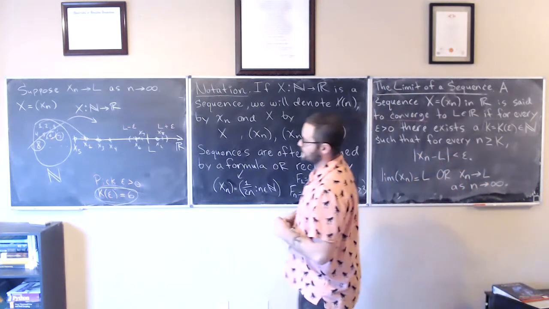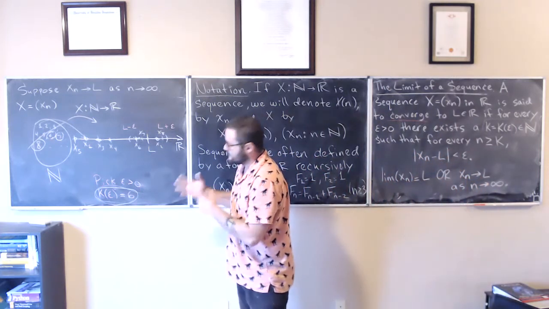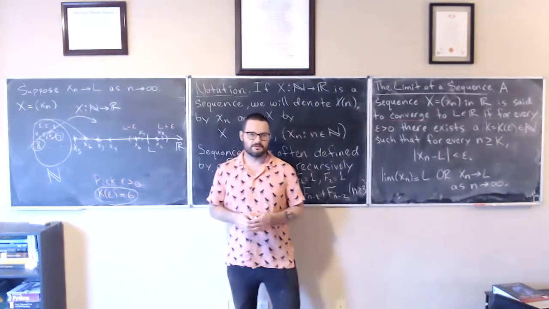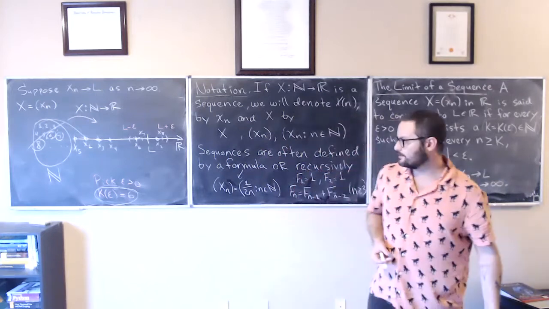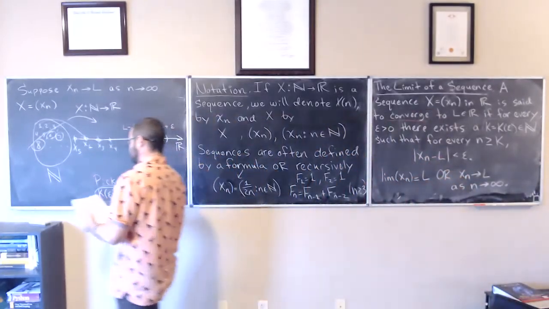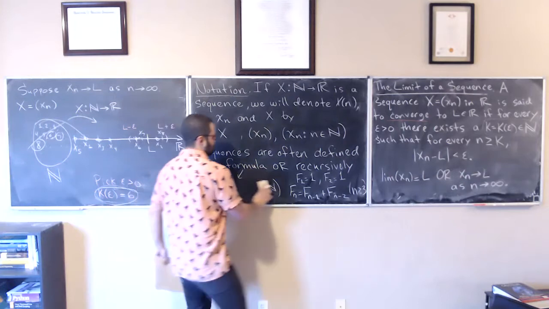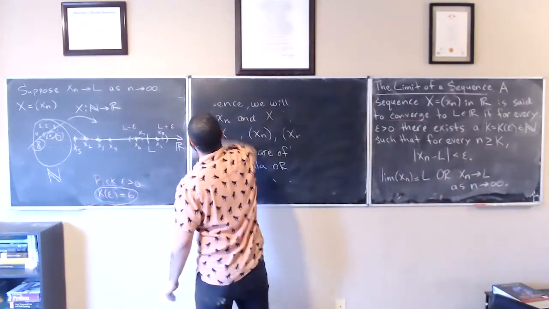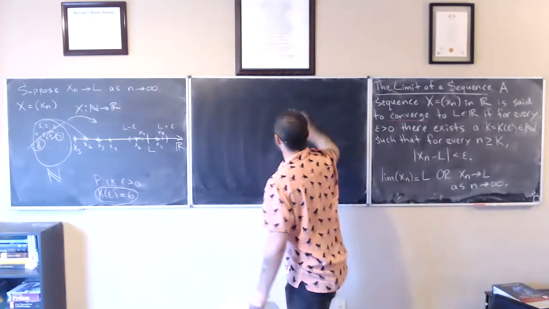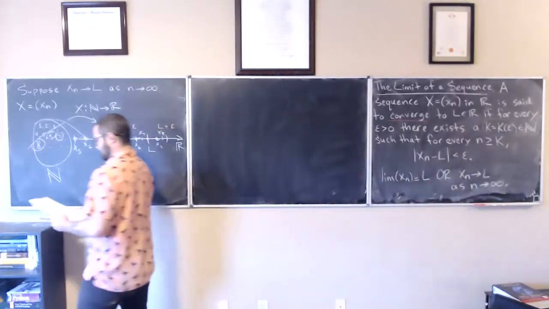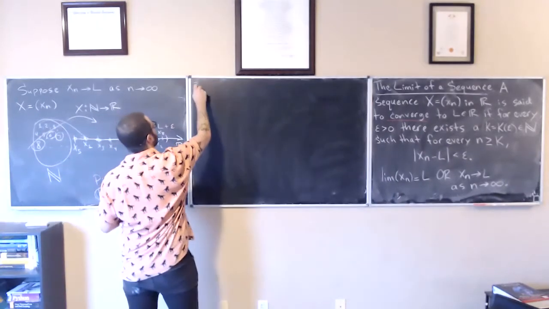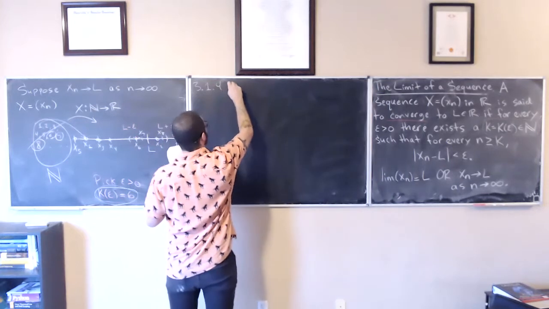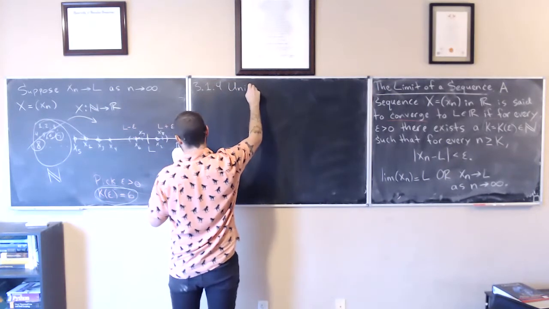And we'll do some specific examples after we prove a theorem about the uniqueness of limits, which we'll do right now. Okay, this is 3.1.4. This is the uniqueness of limits.